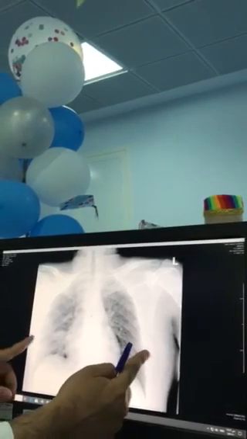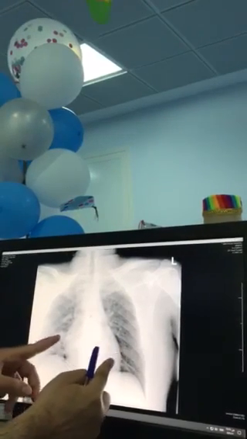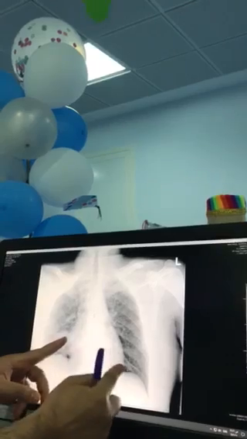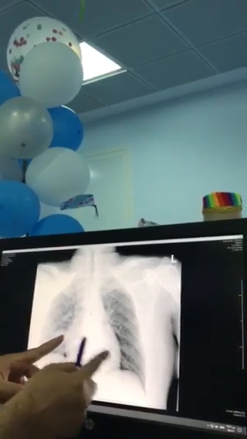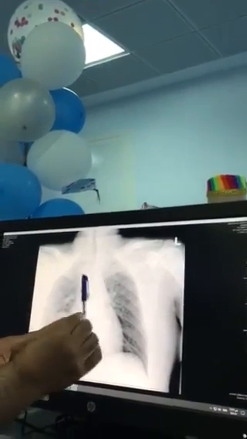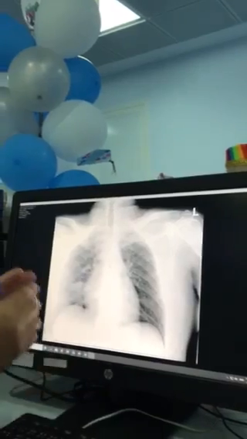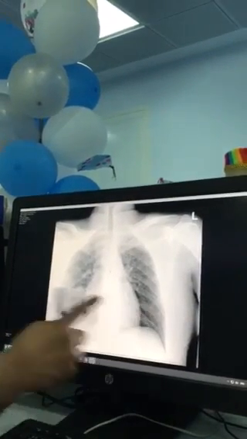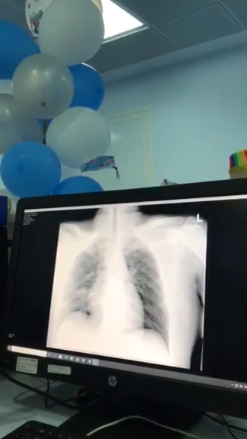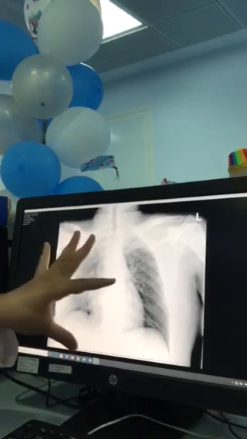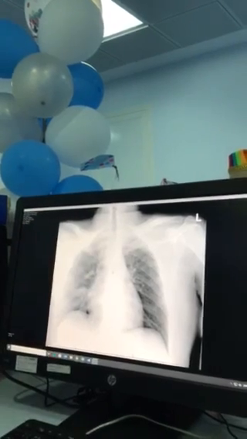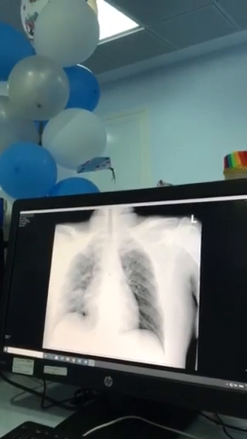Calculate from here to here, and from here to here, from the last point here and the last point here, from the midline. Okay, you will see this. Is it 50% or more of the chest? That means there is cardiomegaly. Of course, you cannot comment on this because this is portable. You have to have the standing X-ray.